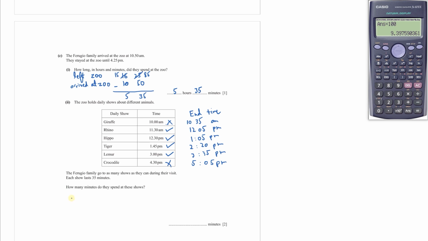So the family attends one, two, three, 4 shows. Time spent at shows will be 4 times 35, which is 4 into 35 is 140 minutes. So they spent 140 minutes at these shows.